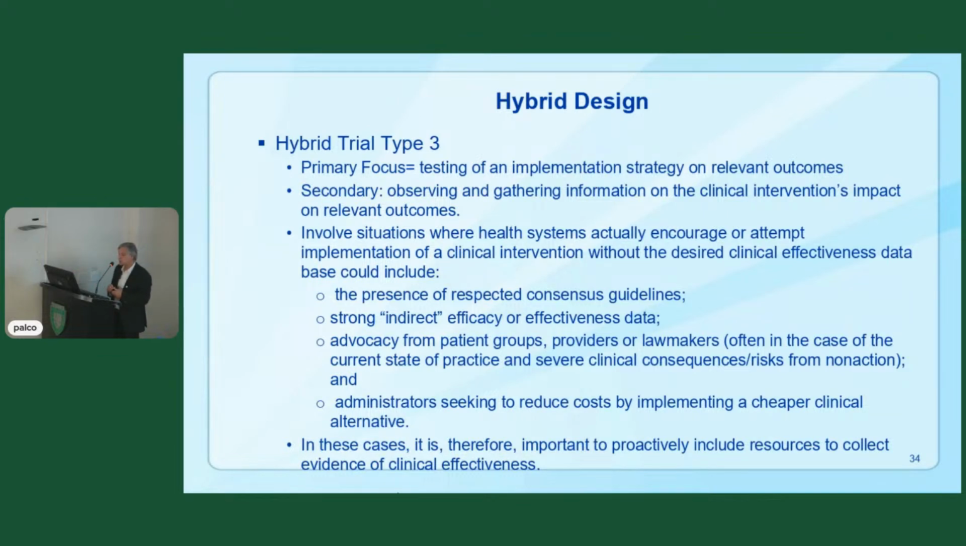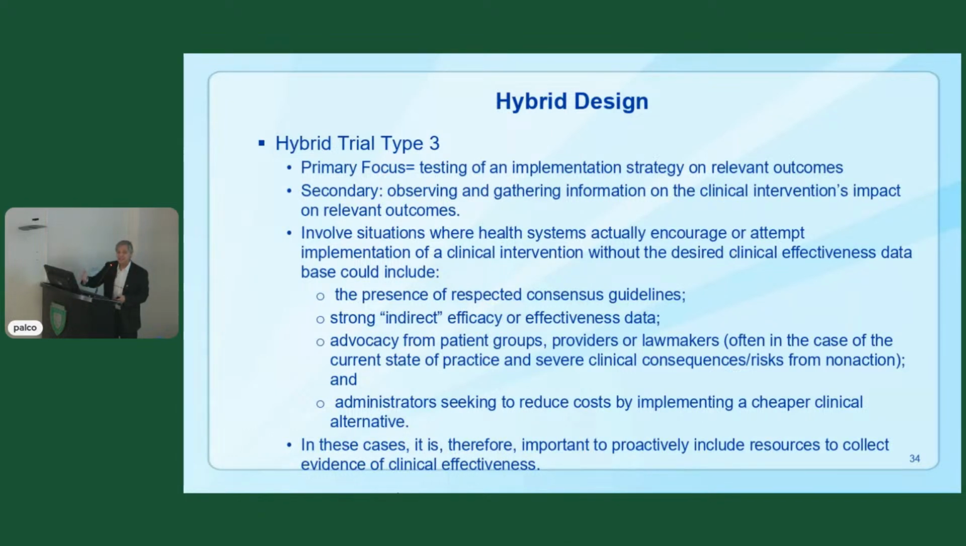It involves situations where a health system actually encourages or attempts implementation of a clinical intervention without the desired clinical effectiveness database. This could include the presence of a consensus guideline. There was no real study of effectiveness before, but there's a consensus guideline, strong indirect efficacy or effectiveness data from the literature, maybe from observational designs, advocacy from patient groups, providers, or lawmakers pushing that intervention, and administrators seeking to reduce costs by implementing a cheaper clinical alternative. Usually it's a combination of those.